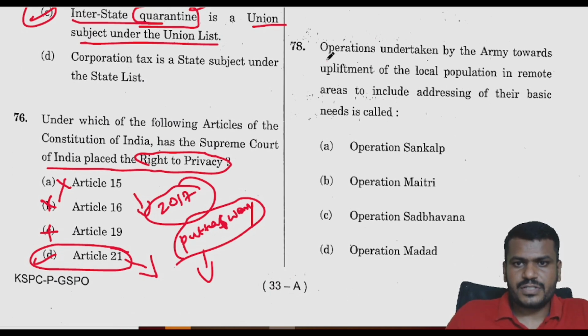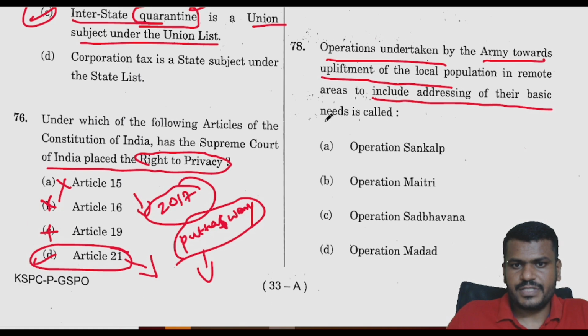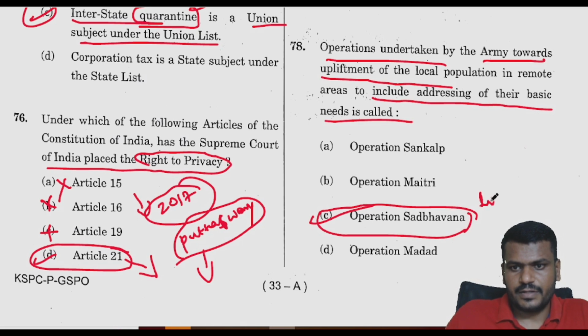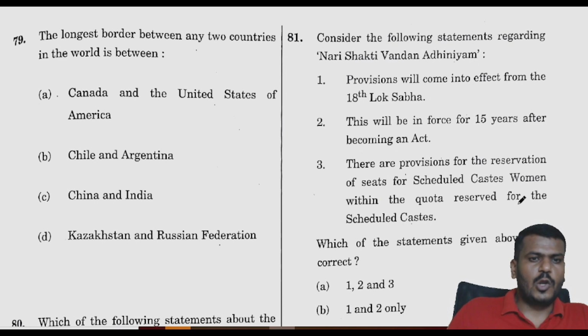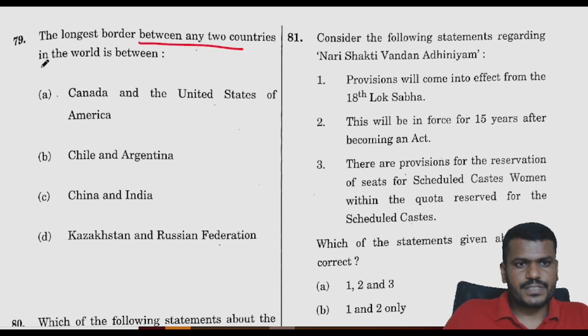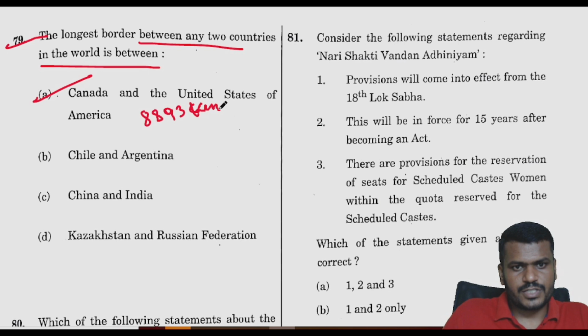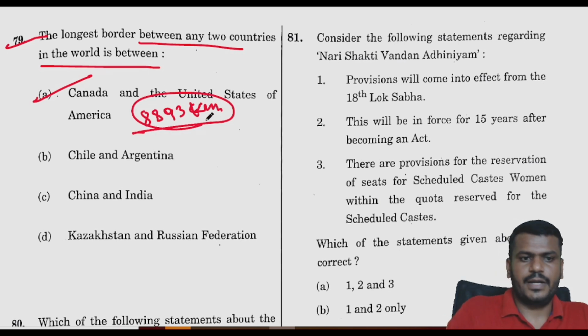Next, operations undertaken by the army towards upliftment of the local population in remote areas, including addressing their basic needs, is called Operation Sadbhavana, taken by the Indian military in Ladakh in 2022. So that's why it was in news. In Ladakh it has taken place. Remember this, guys. Next, the longest border between any two countries in the world is between Canada and the USA, that is 8,893 kilometers, guys. So that is the longest border between any two countries of the world, and remember this.